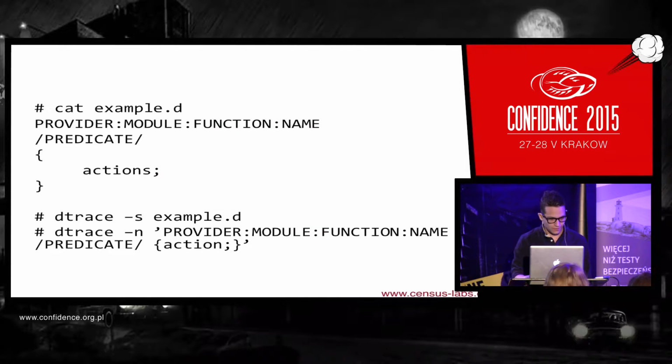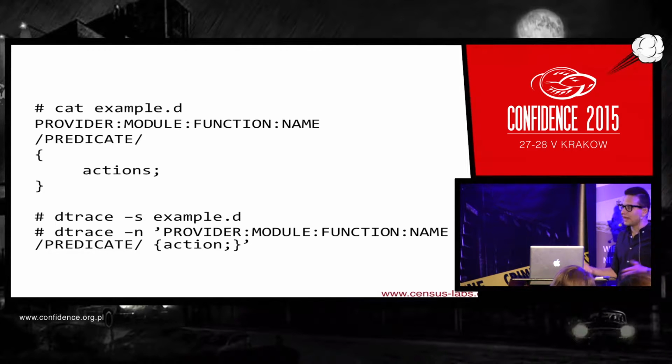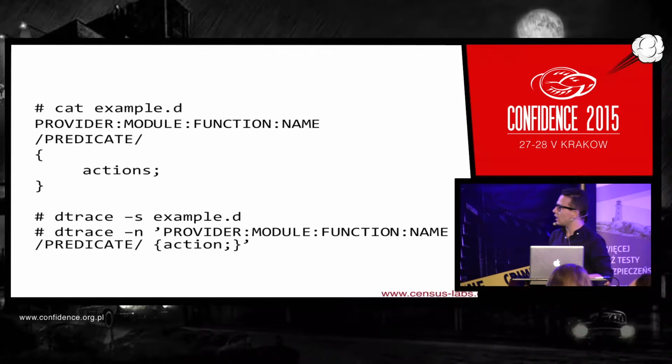Nice, nice. And that's how the basic D script looks like. So you have a provider which generally provides you with some vague functionality. Then you have, for example, PID. Then you have a module. So for PID, you could actually trace some particular code chunks inside of a dynamic library, and that would go for module. Then function, well, this is self-explanatory, and name, which stands for the semantic meaning.